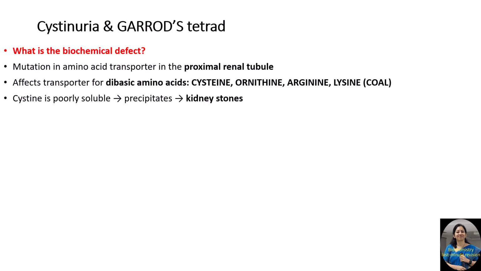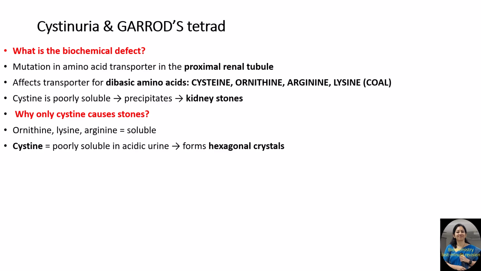Now, cysteine is poorly soluble in urine. It gets precipitated and manifests as kidney stones. Only cysteine precipitates and not the other dibasic amino acids. This is because ornithine, lysine, arginine are soluble in acidic urine, whereas cysteine is poorly soluble and precipitates as stones in the form of hexagonal crystals.